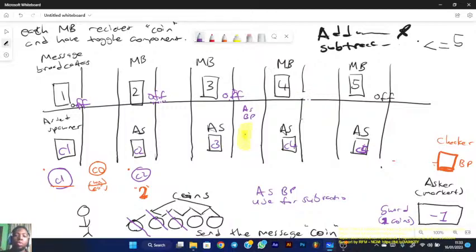This message 2 will then turn these guys off and turn this guy on, because you have 2 coins. So we are now waiting for the 3rd coin. This message 2 will turn this one off, turn this one off, turn this one off, and turn this one off.